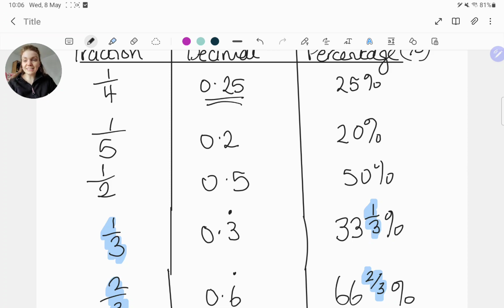So hopefully that makes sense, and I'm going to upload a video on finding percentages of amounts.